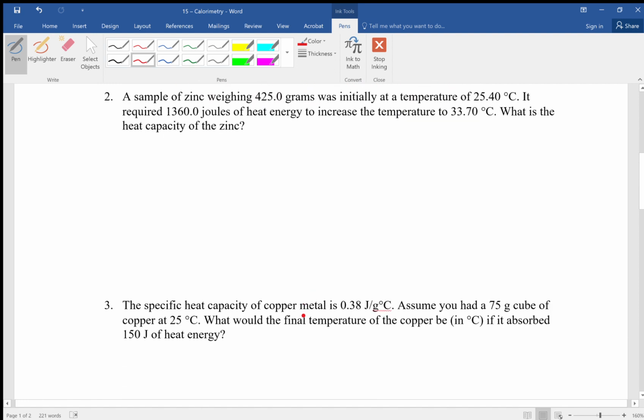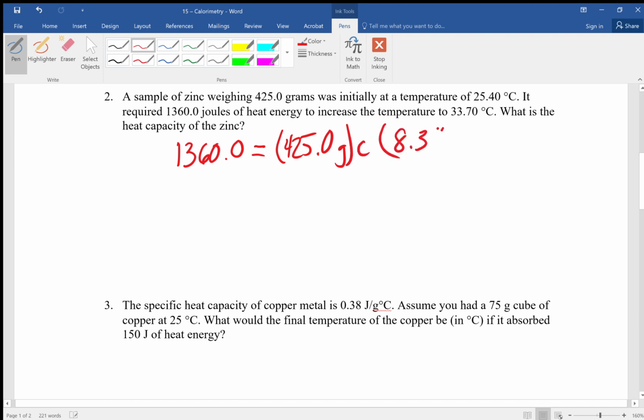Question 2, we have the exact same situation. Again, we're trying to solve for the heat capacity of, in this case, zinc, but again, for the metal. So we set it up the same way. The amount of energy or heat is equal to the mass times C times the change in temperature. Again, we can solve for C and we get 0.386 joules per gram per degree Celsius.